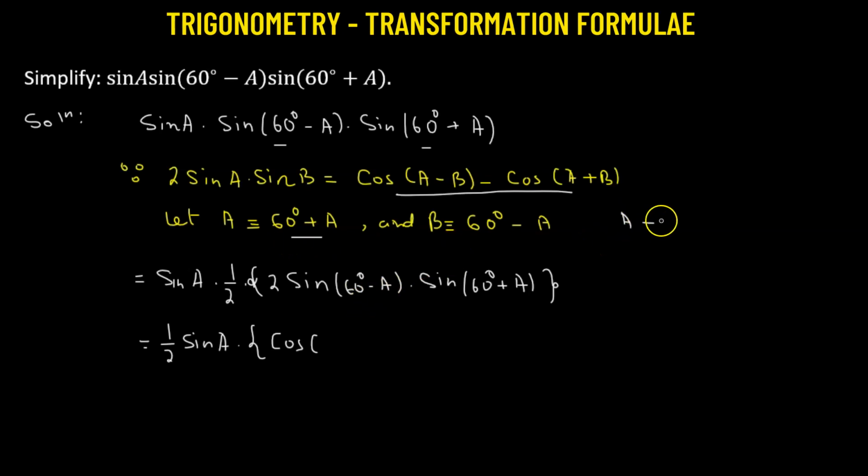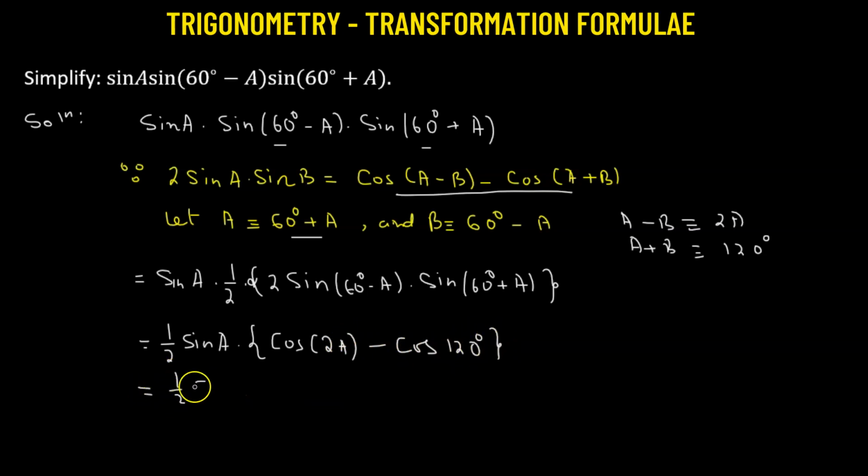So here A is 60 plus A, B is 60 minus A. Let's find it out. A minus B is going to be equal to 2A. And A plus B will be equivalent to 120 degrees. So cosine of A minus B is cosine 2A, minus cosine of 120 degrees. So this will be equal to half times sine of angle A times cosine of 2A, minus half of sine A times cosine of 120 degrees.